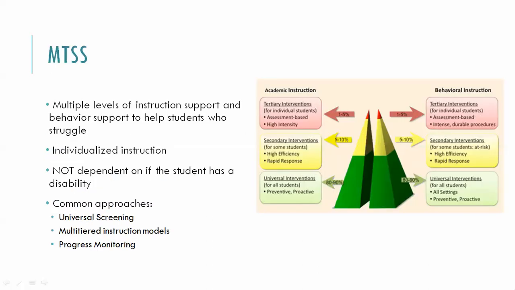Multi-tier system of support. This is multiple levels of instruction and behavior support to help those students who do struggle. These are not dependent on if a student has a disability. And some common approaches are universal screening, multi-tiered instruction models, and progress monitoring.